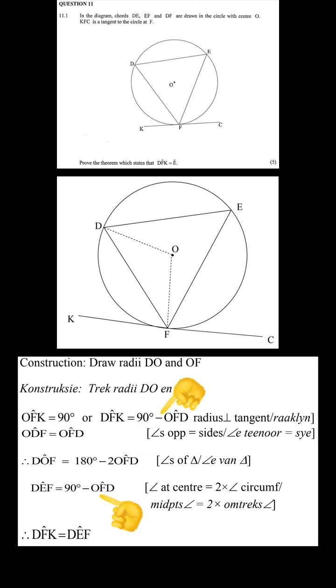Now it is important for us to connect the first statement which says DFK is equal to 90 minus OFD and the next statement which says DEF is equal to 90 minus OFD. You can see that DFK has the same result and DEF has also the same result. Therefore, we can connect the two. We can connect DFK and DEF by concluding that DFK is equal to DEF because they are both equal to 90 minus OFD.